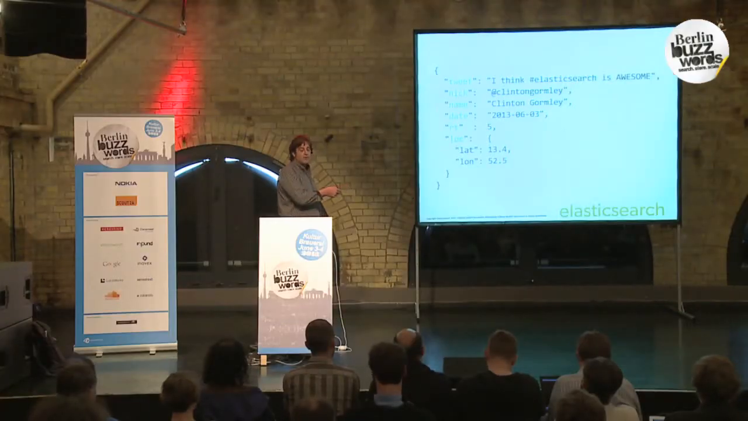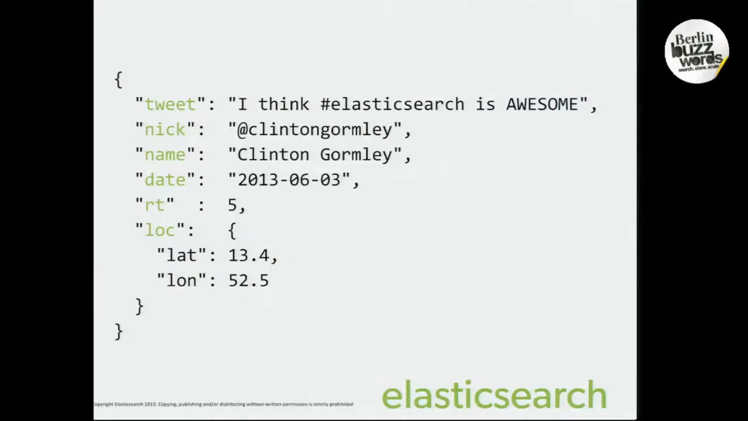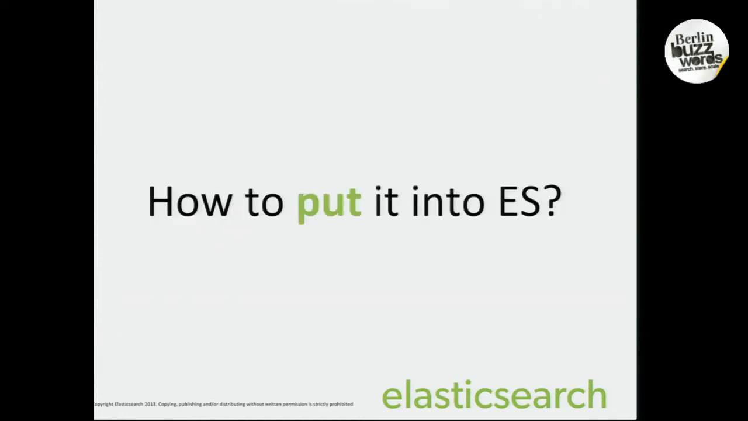So this is a simple tweet document. We've got the content of the tweet, the username of the person who sent it, the name of the person, the date they sent it, the retweet count, and the geolocation of, in this case, me. How do you put it into Elasticsearch?